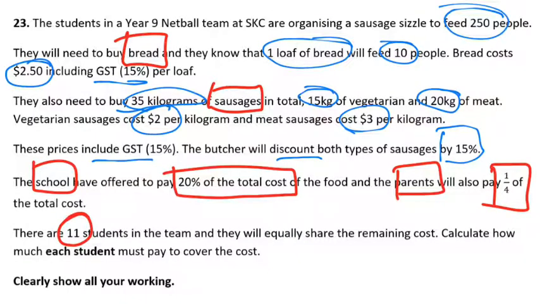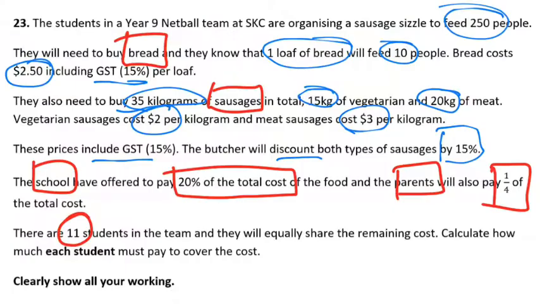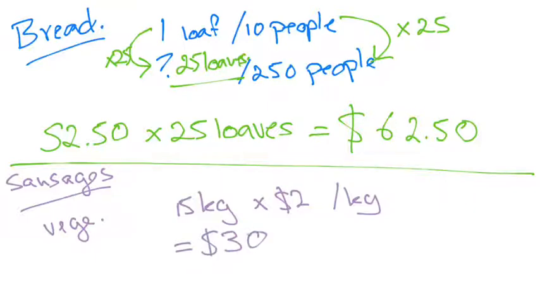Okay, the next one is about our sausages. So we have 2 types of sausages. So let's start with the vegetarian sausages. So we are told that there's going to be 15 kilos of the vegetarian, and the vegetarian sausages cost $2 per kilo. So we've got 15 kilos, and it's $2 per kilo. So that will cost altogether $30 to get the vegetarian sausages.